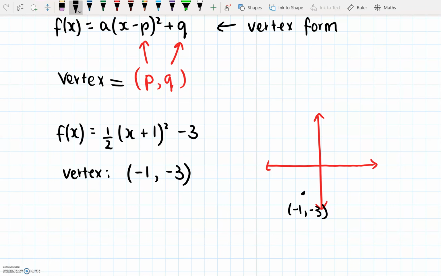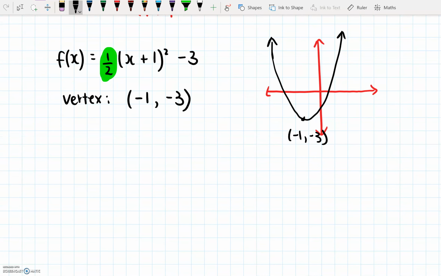Minus 1, minus 3. Then we take a look at what shape the parabola is, and you can see here that our a term is a half, and that is positive. So we know that our parabola is a happy parabola, and therefore it looks something like this. We don't know any more details than that, and that's a sketch of it. If we wanted to, we could also find the x-intercepts by making f(x) 0 and then solving, but for now this is enough.